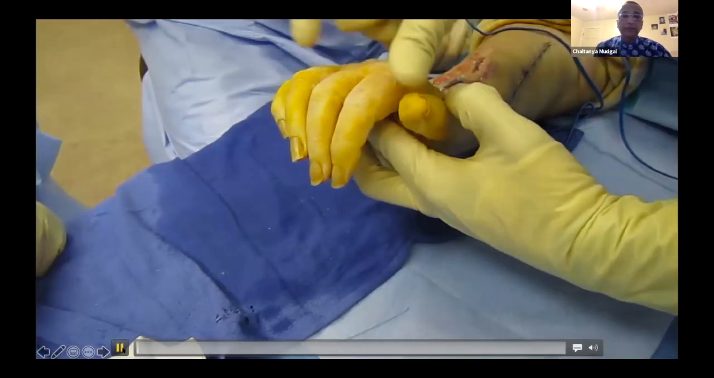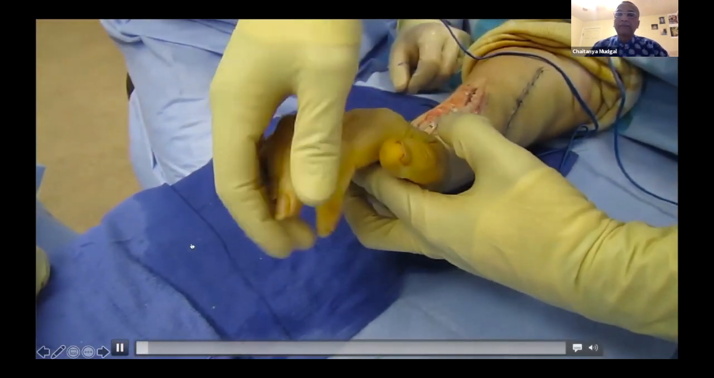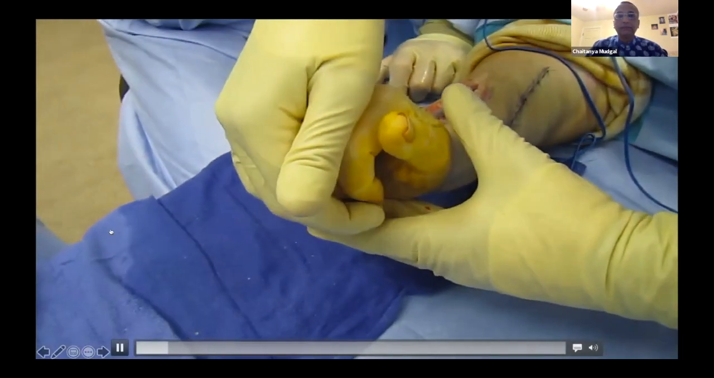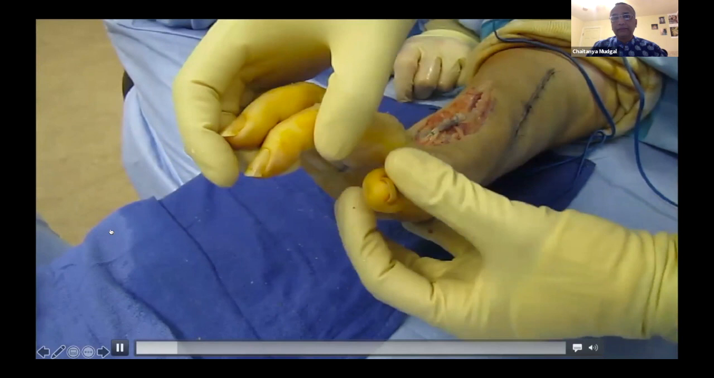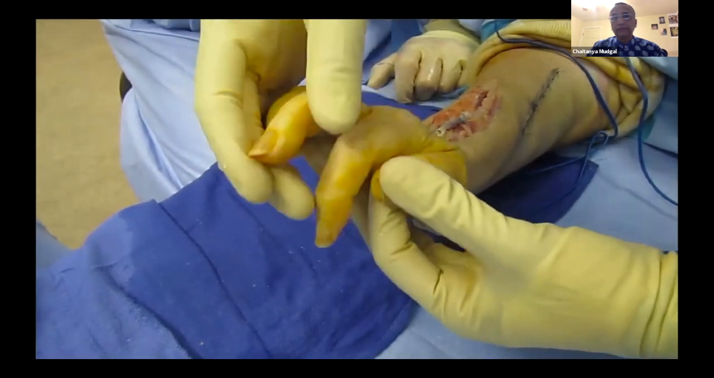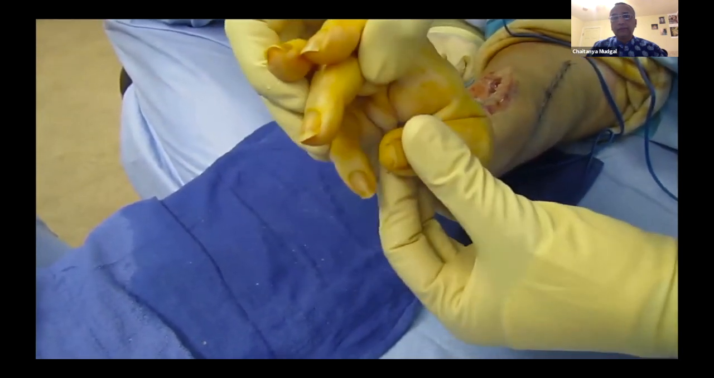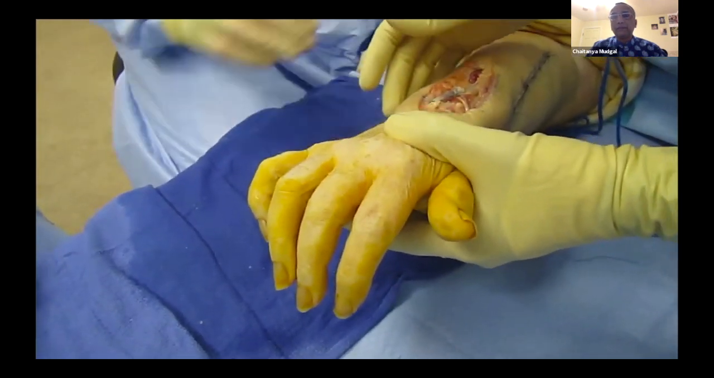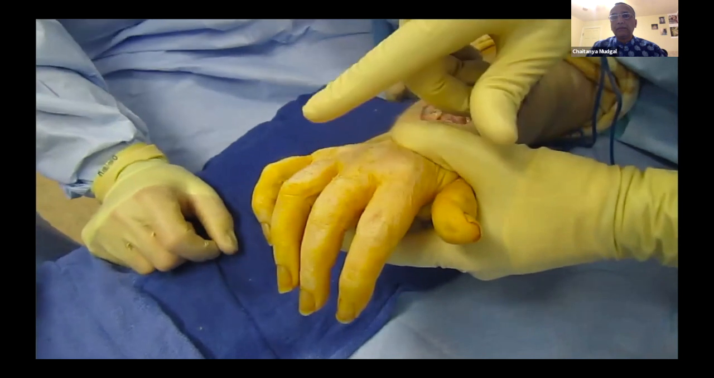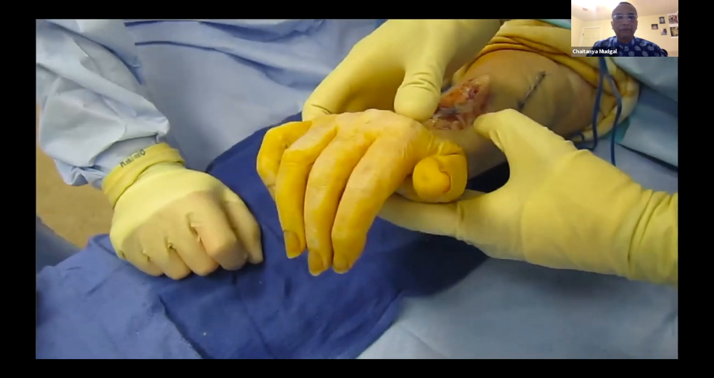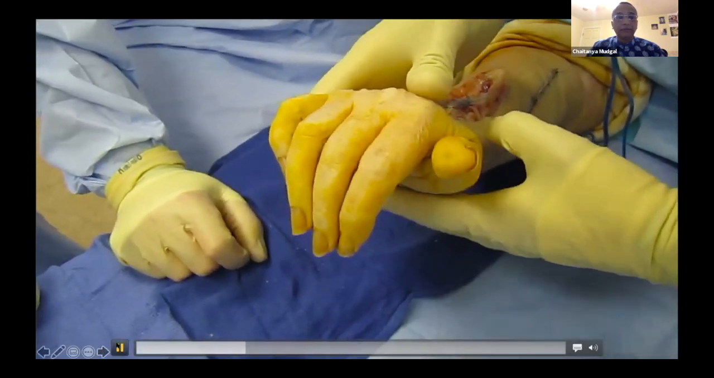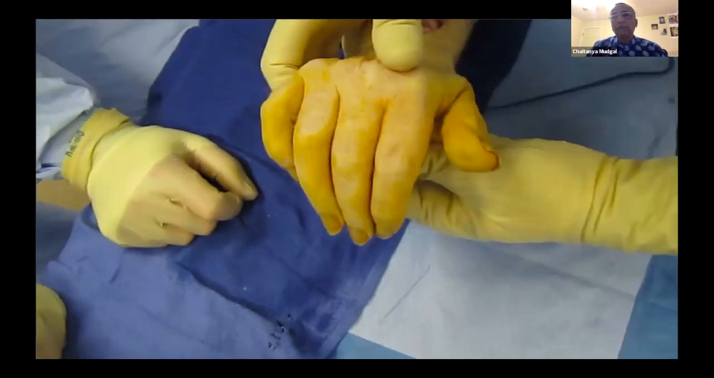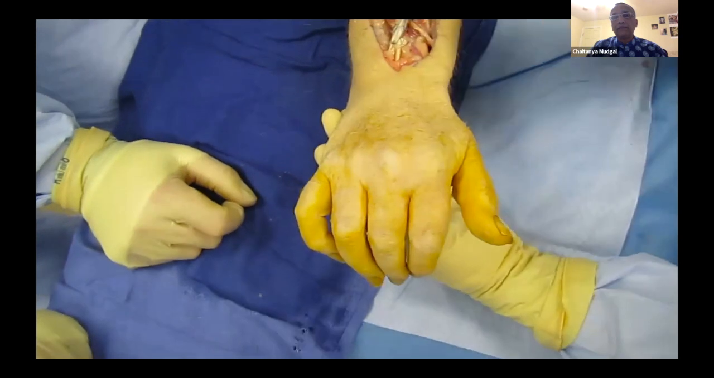Here's an example with the wrist in extension. You can get MP flexion of the fingers, and you can get the thumb to oppose to the index as well as to the pinky. And then when you bring the wrist into neutral, you can see how the fingers are extending by tenodesis, and you can see how the thumb is extending. So the thumb sits in just about 10 degrees of flexion.